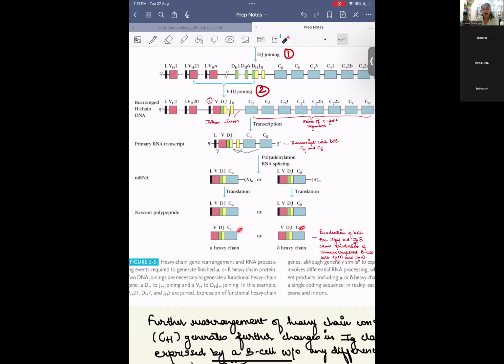Both these chains can recombine with the kappa chain, which is most likely to be present. But if we have a lambda chain, the lambda chain gets a chance to come and recombine with either of these chains. And that is how a fully functional antibody molecule is assembled.